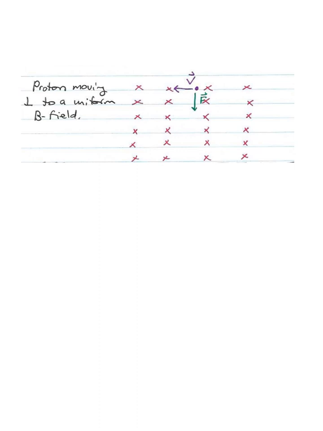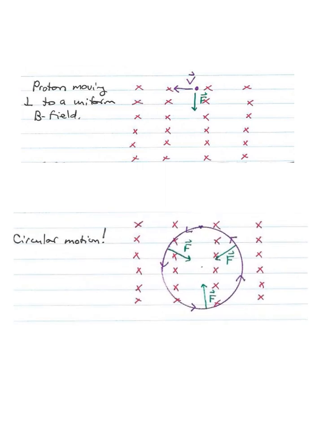Let's think about this. A proton moving perpendicular to a uniform magnetic field. Take a minute to use the right-hand rule and convince yourself that it does indeed get forced downwards. So it's going to start to get forced downwards, it's going to curl downwards, but then it's pointing in a different direction. And what we get is something like this, circular motion. So we can actually get a charged particle moving in a circle if we shoot it perpendicular to a magnetic field.